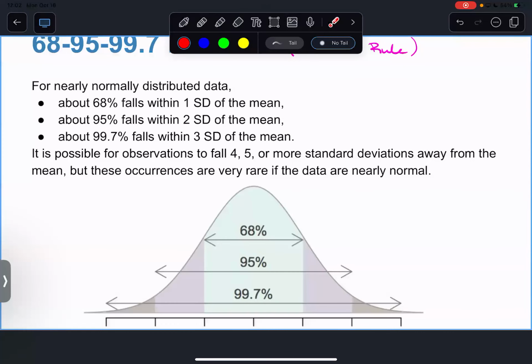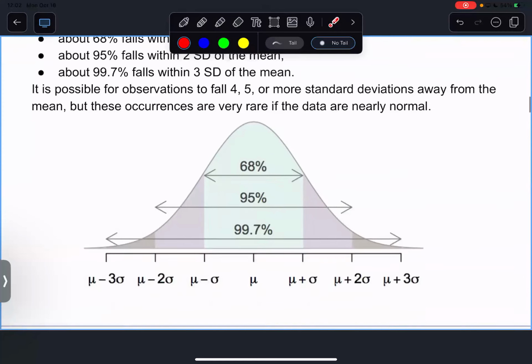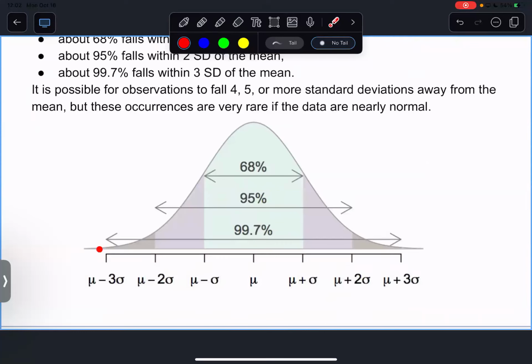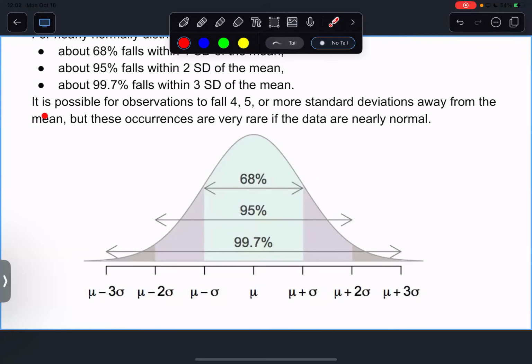And then if you move out 3 standard deviations, you've covered the central 99.7% of the curve or the probabilities, right? Which is where that 6 sigma came from, right? 1 standard deviation, 2 standard deviations, 3 standard deviations, a total of 6 far away. Just remember that it's possible for observations to fall 4, 5, or even more standard deviations away from the mean, right? But they're very rare, right? So the probabilities are very, very small.